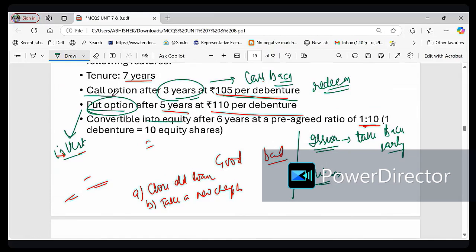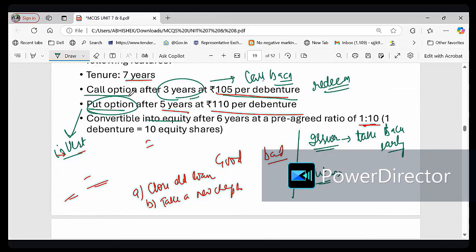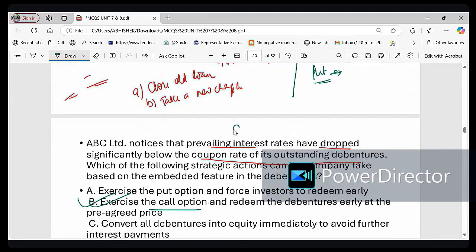Why does the company use a call option? Because it wants to avoid paying higher interest when cheaper funds are available. Suppose the coupon rate is 8% and the prevailing market rate is only 6%. So why is the company at a loss? Because the company is paying an 8% coupon to the debenture holder while the market rate is just 6%.